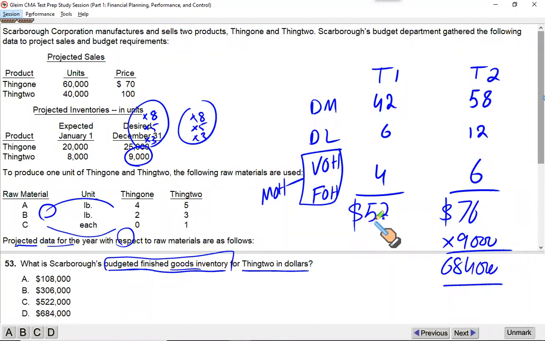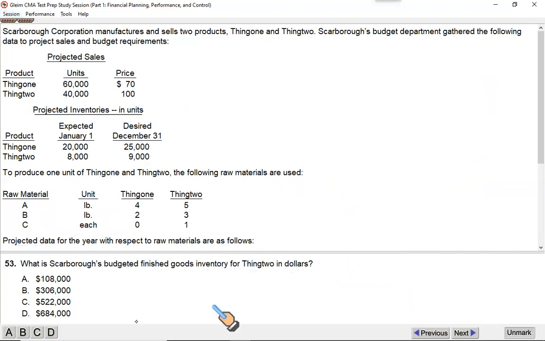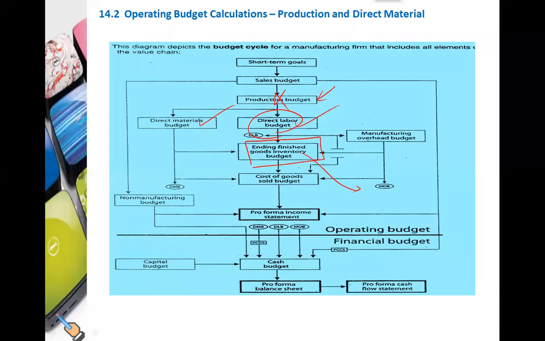You can also calculate for thing 1 by just multiplying 52 with the 25,000 units of closing stock of thing 1. So thing 1, 25,000 multiplied by 52. That gives you 1.3 million. So this is how you calculate the ending finished goods inventory. Right. So where do we stand? So we have learned how to calculate the ending finished goods inventory.